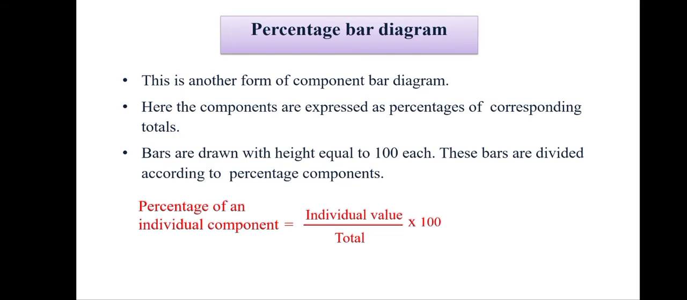Next we have the percentage bar diagram. This is another form of component bar diagram. Here the components are expressed as percentages of corresponding totals. Bars are drawn with height equal to 100 each. These bars are divided according to percentage components. So the percentage of an individual component is calculated using the formula: individual value divided by total, into 100.